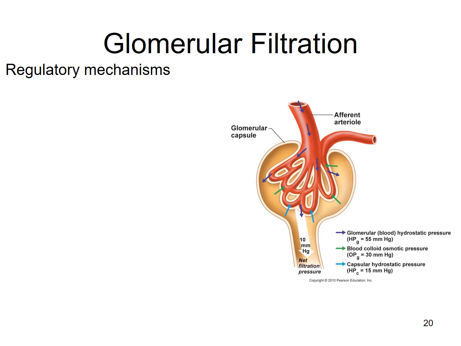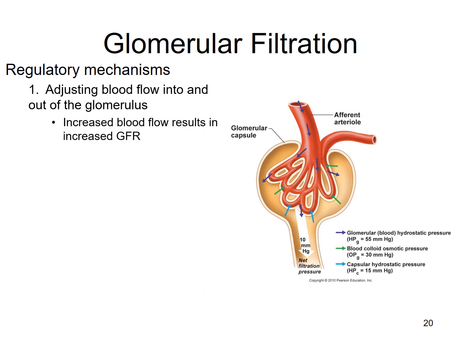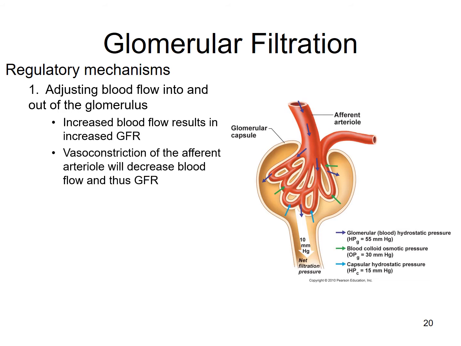There are regulatory mechanisms for glomerular filtration. So basically, what you want to try to do is keep your filtration rate from being too high or too low. So you can regulate your glomerular filtration rate by adjusting blood flow into and out of the glomerulus. And so an increased blood flow will result in increased filtration, which results in an increased filtration rate. If you vasoconstrict the afferent arteriole, this decreases blood flow and decreases filtration and decreases filtration rate.